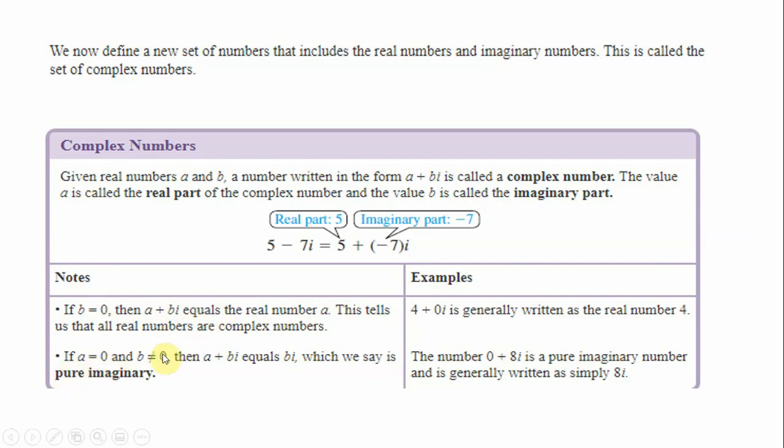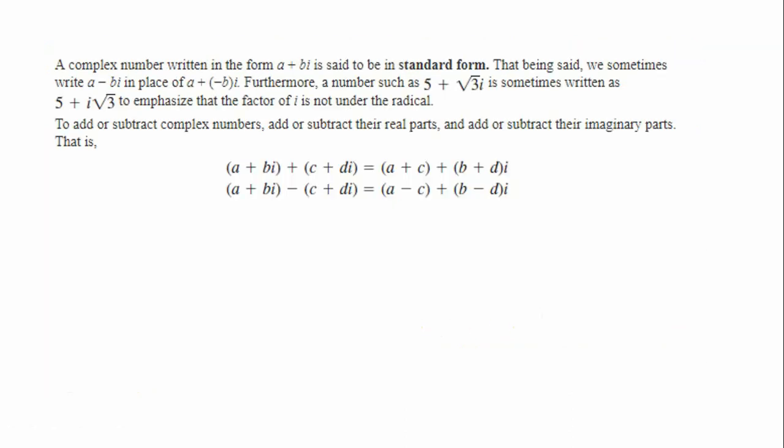If a is equal to 0 and b is not equal to 0, then a plus bi equals bi, which we say is pure imaginary. So 4 plus 0i is generally written as the real number 4. We usually don't carry this around, and that's just the real number. So once I get this complex number in the form a plus bi, that's the standard form.